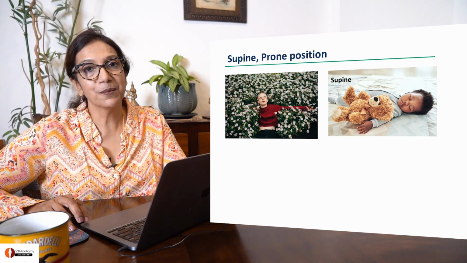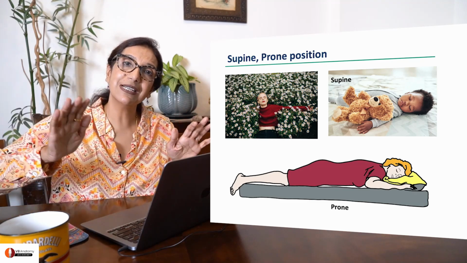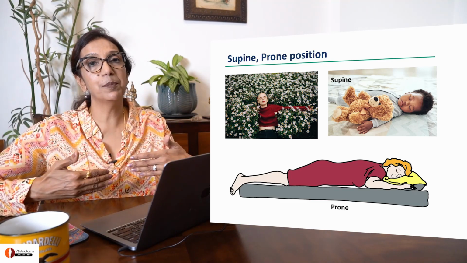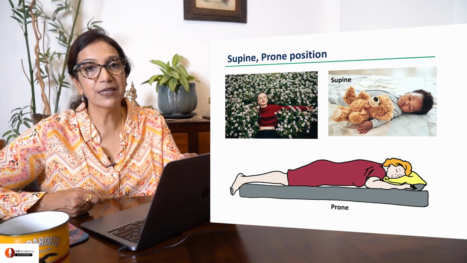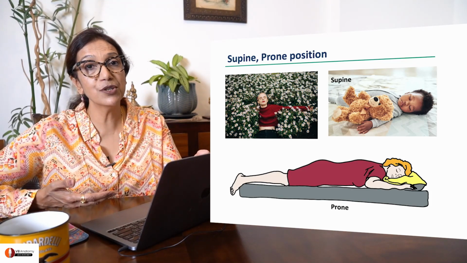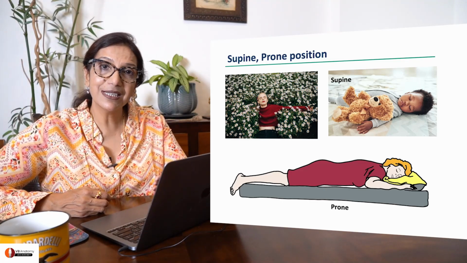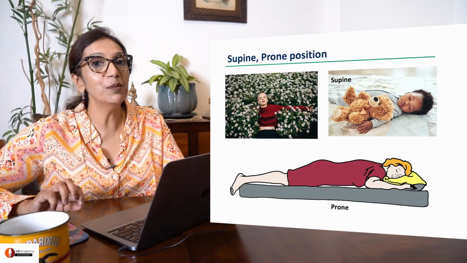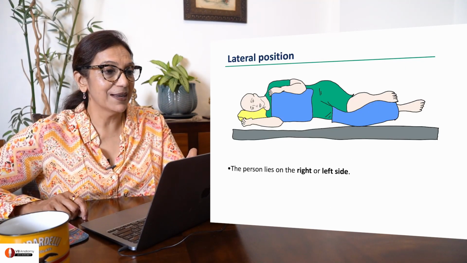Versus a prone position is when the patient is lying on the front part of his or her body. Some patients sleep in this position. Some patients have to lie in this position because they may have a back injury. There's so many reasons for a patient to lie in prone position. Okay, so these are terms you need to understand.